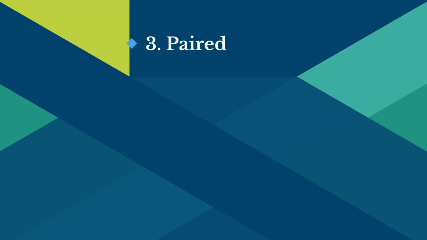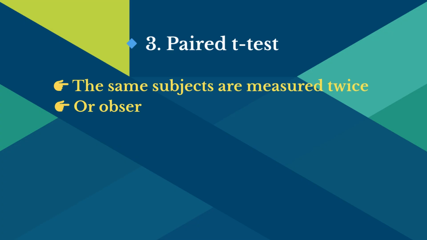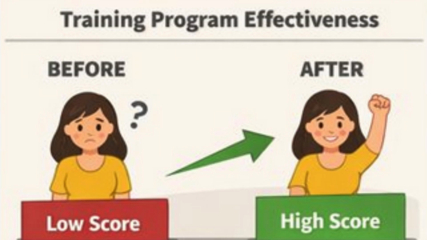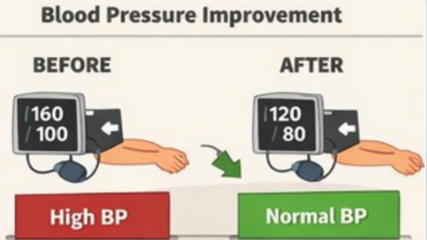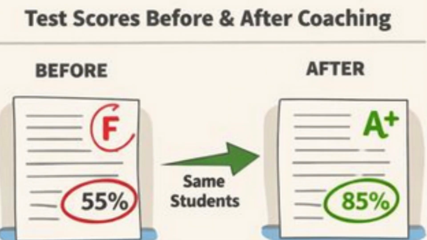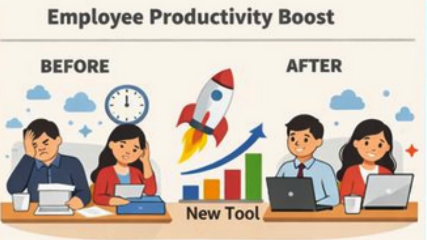Now, let's look at the case where data is connected, that is the paired t-test. The paired t-test is used when the same objects are measured twice or observations come in natural pairs. For example, before and after a training program, blood pressure before and after medication, test scores of the same student before and after coaching, productivity of employees before and after a new tool.